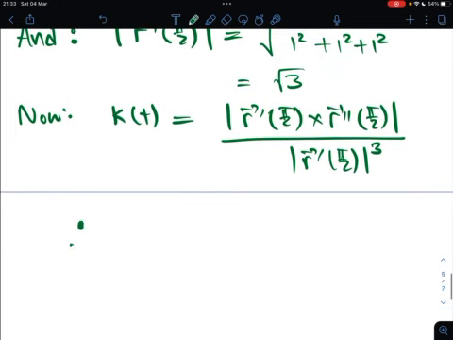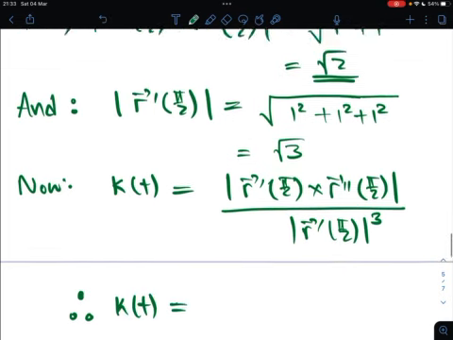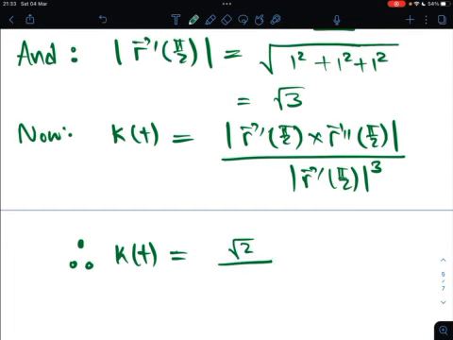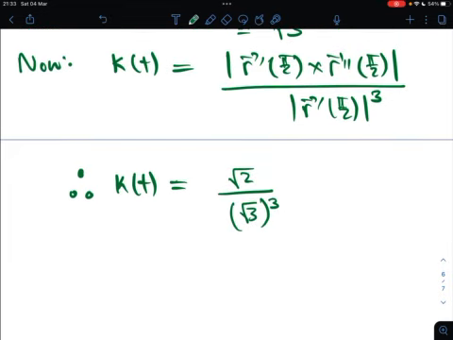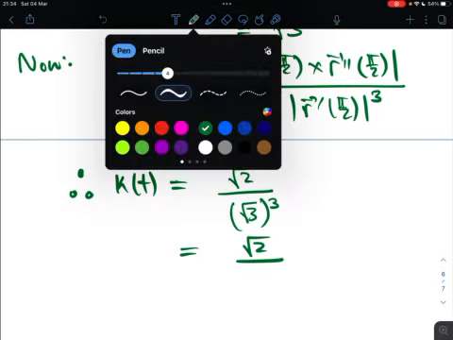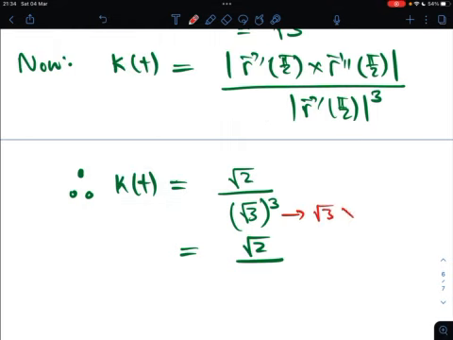So what is k of t here? At the top we have root 2, and at the bottom we have root 3 all to the power 3. But what is root 3 all to the power 3? It means root 3 times root 3 times root 3, but we know that two of these give us just 3, so we have 3 root 3 at the bottom. So we just have root 2 over 3 root 3.